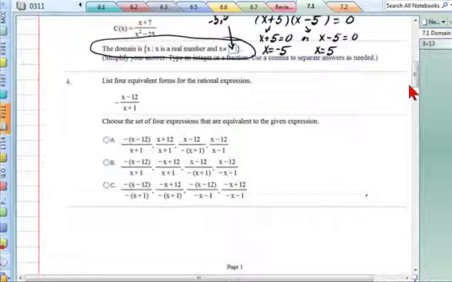I don't know that you can very easily write all this down to copy all this. It's a multiple choice question. It says, list 4 equivalent forms for the rational expression. Now, let me say this in general about rational expressions. Do you agree that a rational expression is going to have a numerator and it's going to have a denominator? Okay. There are 3 places where you could write a sign.